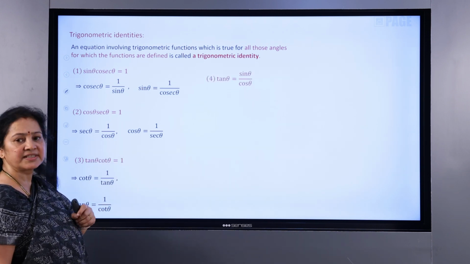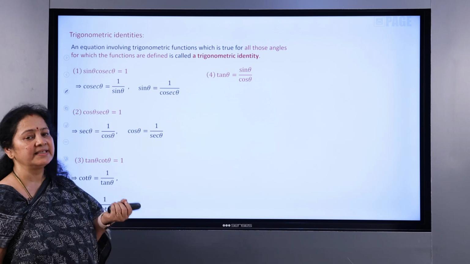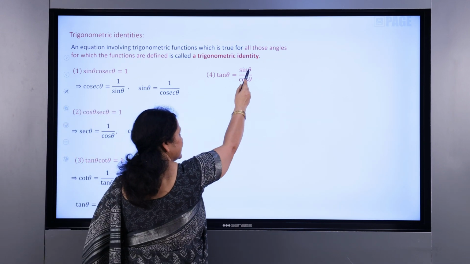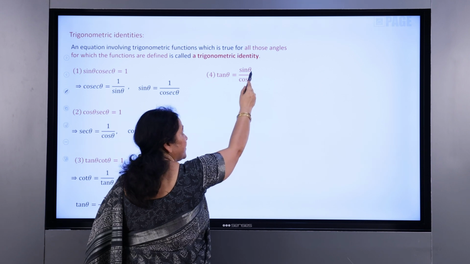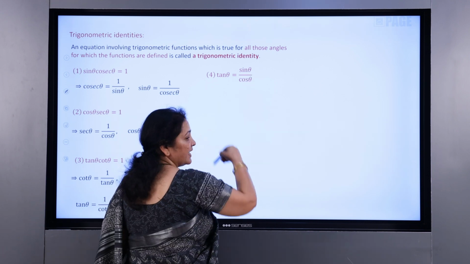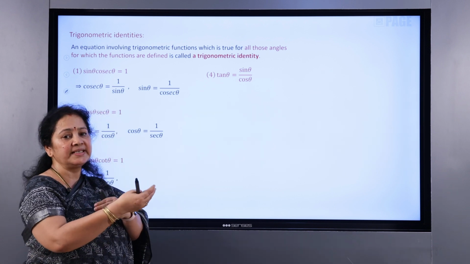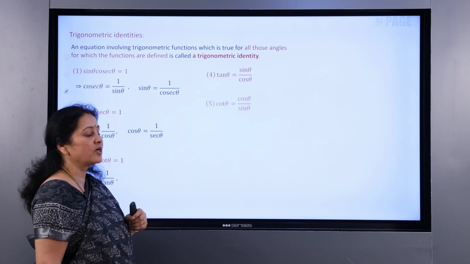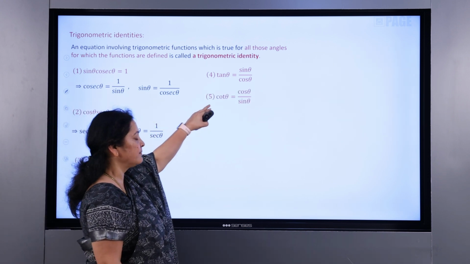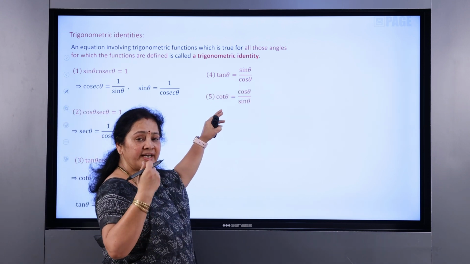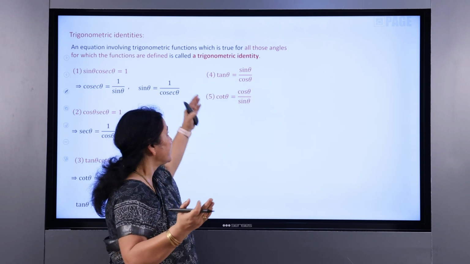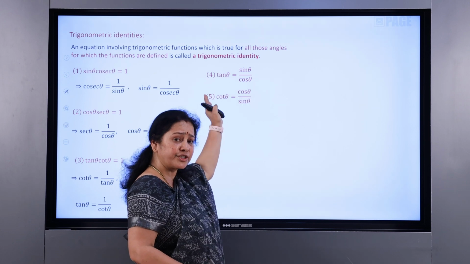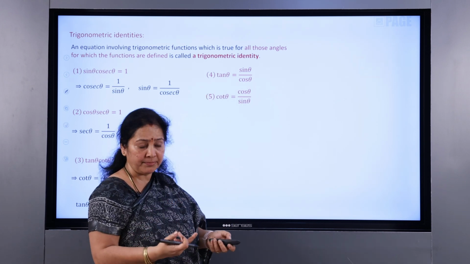Next, we have just discussed this: tan theta is sine theta by cos theta. This is always true, but keep in mind this angle theta must be the same. You cannot have a different angle in the numerator and another one in the denominator. Sine theta by cos theta is always going to be tan theta. Next, cos theta upon sine theta is nothing but cot theta. Now, when we actually get into solving the sums, we might have to use LHS to RHS or RHS to LHS. So you must be able to remember both ways.